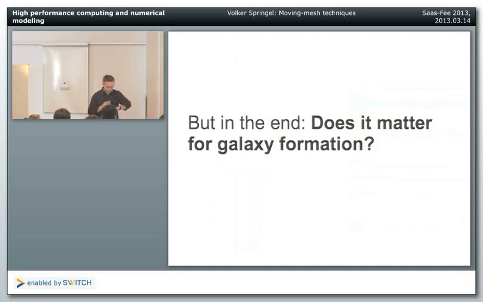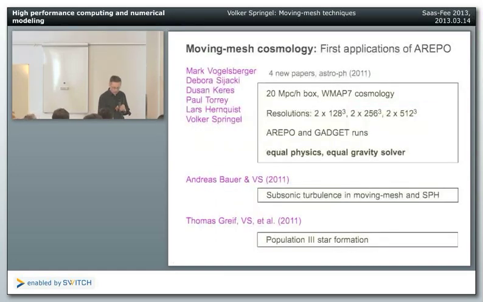Question is, after all this effort to make a moving mesh code, does that really make a difference? Is it something that is worthwhile considering? And I think I would argue probably yes. It is certainly giving you higher accuracy probably, and it shows that this higher accuracy does make a difference in some results.